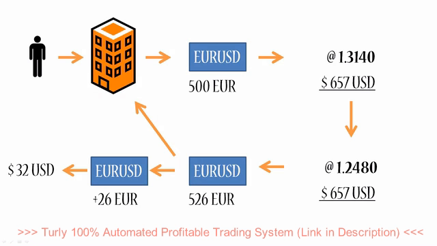You go to your broker, you borrow 500 euros, you sell them at 1.3140 for $657 US. You hold on to your $657 US until the price for euros drops. You use those $657 to buy back euros at the new lower price of 1.2480. You get 526 euros in return. You return 500 euros to your broker. Your profit is 26 euros. Because your account is in US dollars, you convert your euros back into US dollars and you have 32 US dollars of profit. So that's in a nutshell how short selling works.